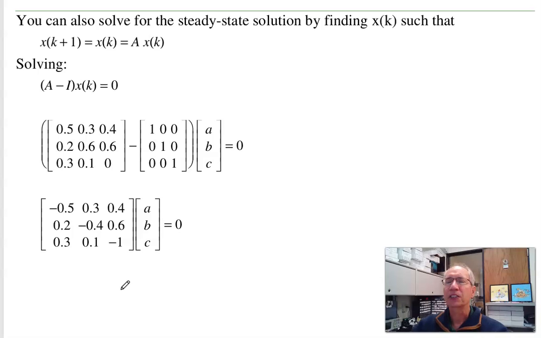Another way to find the steady state solution is this: in steady state, x of k plus 1 equals x of k. X of k plus 1 is A times x of k. So solve for x such that x equals A times x. If I do that, bring this to the right, factor out the x, I have (A minus I) x equals 0. So here's the A matrix, there's the identity matrix. Take the difference, I get this matrix. Find A, B, and C such that this is 0. Now this matrix is not invertible, so you can't solve it that way.